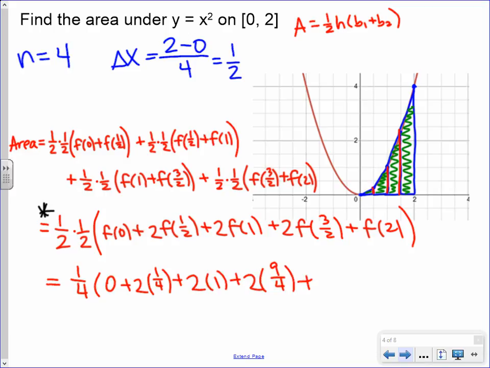So then what we can do is find all of those function values by plugging the x's into our function, just like we did yesterday. And now it's just a matter of calculating what that sum and then the product is.